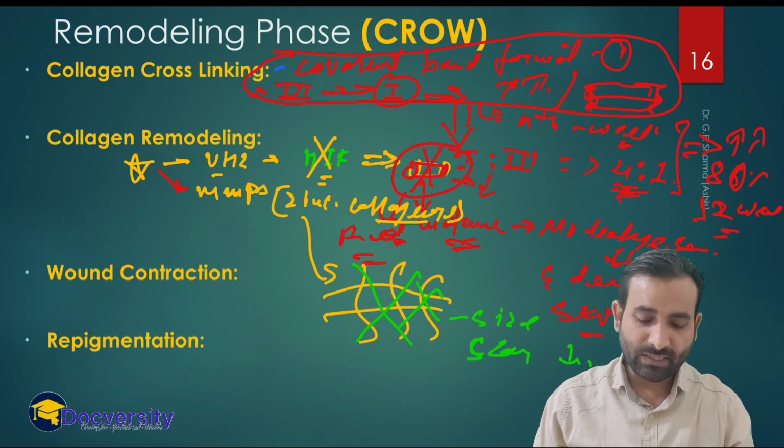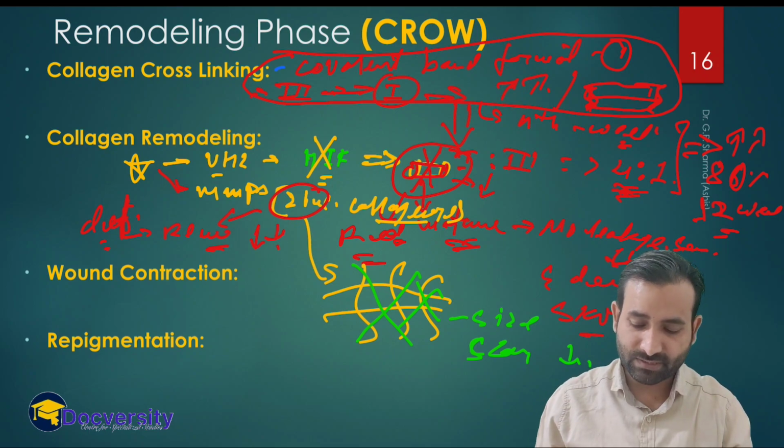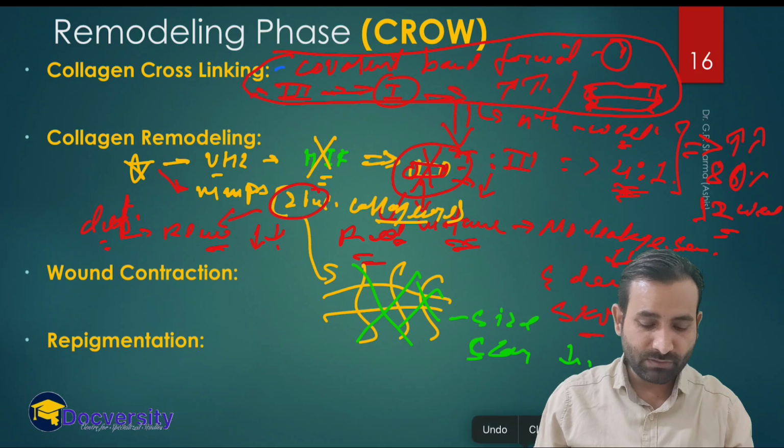Is that okay? So at this phase, if we have zinc deficiency, the remodeling or maturation will be delayed. Is that clear? I think you understand. And after that, we go to the wound contraction.